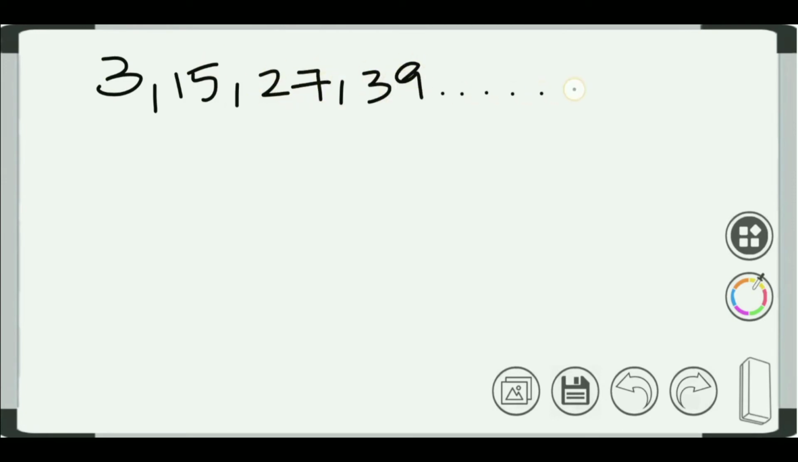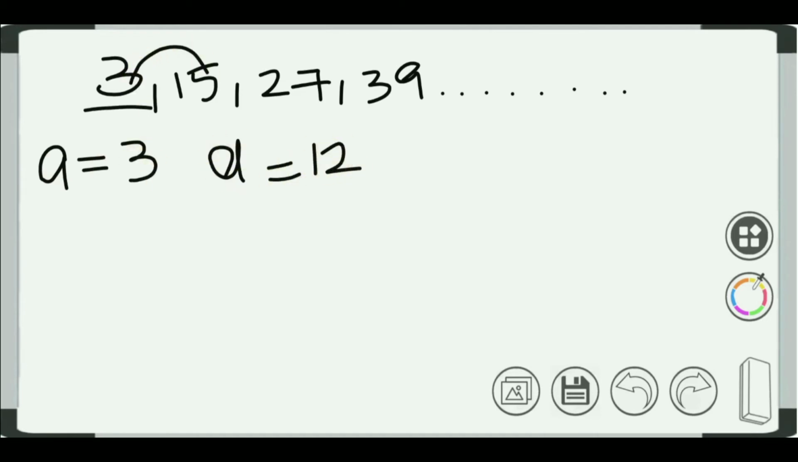So we will start A54. Before that we need to know the given details. What is the AP? 3, 15, 27, 39, etc. So we know A is equal to 3, the first term. D is equal to 15 minus 3, 12. So with this we can find A54.